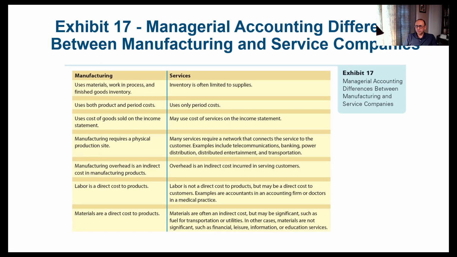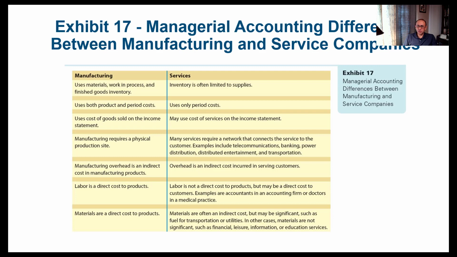So now let's see the managerial accounting differences between manufacturing and service companies. Here it's a long list, but I think we're going to end this chapter with this kind of comparison. So for manufacturing, for example, they use material, work in process, and finished goods inventory. In services, they don't have a lot of inventory, and if they have it, it's only limited to supplies. Other thing is in manufacturing, they use both product and period cost. In services, they don't have a product, so they only use period cost. Also in manufacturing, they use cost of goods sold on the income statement. In services, they may use something called cost of services on the income statement.